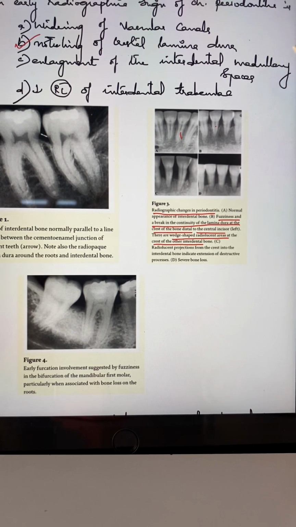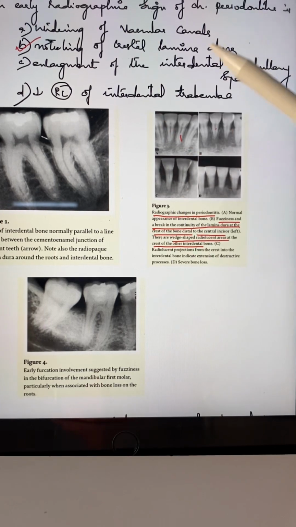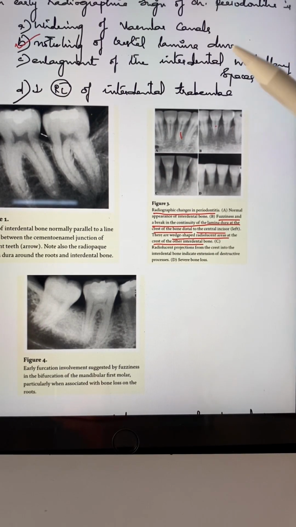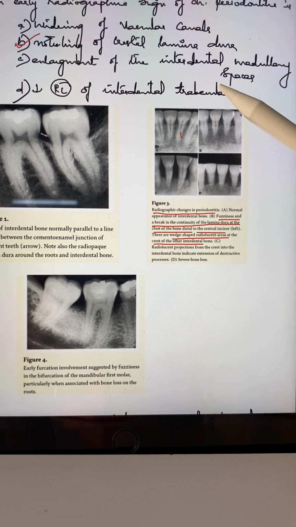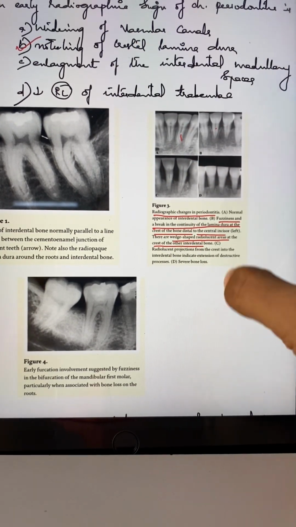That can happen initially in the case of chronic periodontitis, not the widening of vascular canals, not the enlargement of the interdental medullary spaces, and not the decreased radiolucency of interdental trabeculae. The main feature is this. So this is the answer.